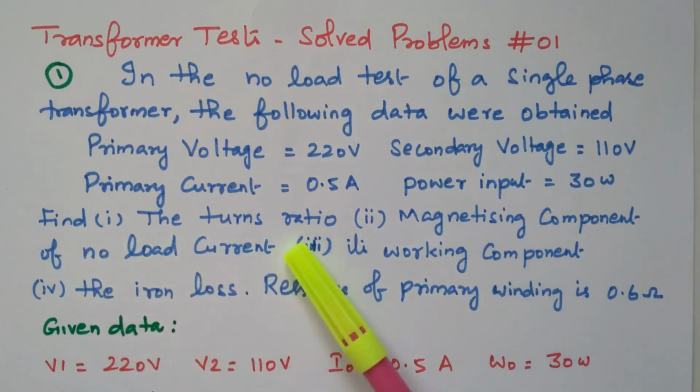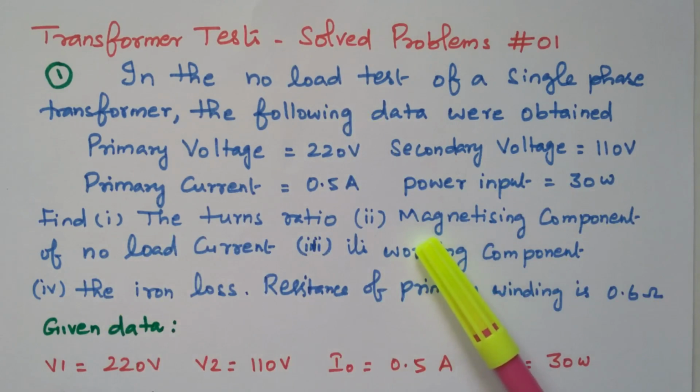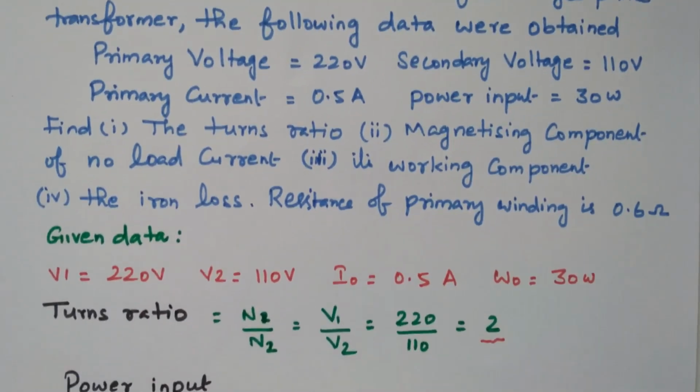Find the turns ratio, second the magnetizing component of no load current, third the working component, fourth the iron loss. The resistance of the primary winding is 0.6 ohm. So first we will analyze the given data. V1 is 220 volts, secondary voltage is 110 volts. Under no load condition, current taken by the primary is 0.5 ampere. Power input to the primary winding under no load condition is 30 watts.